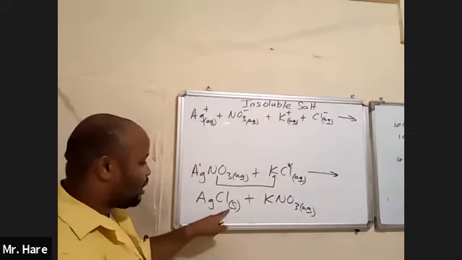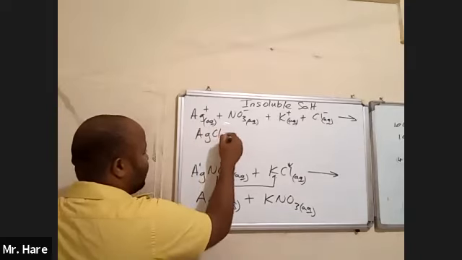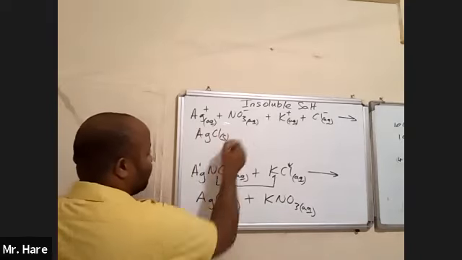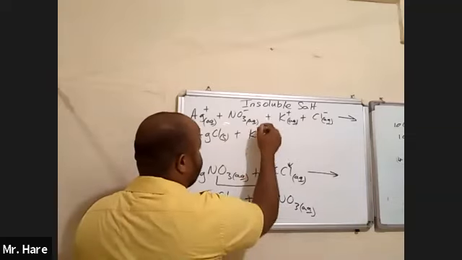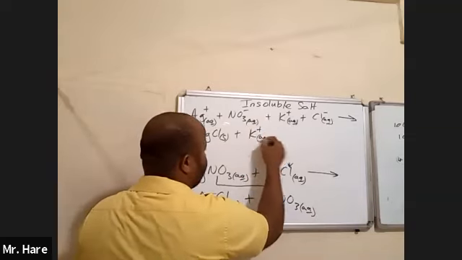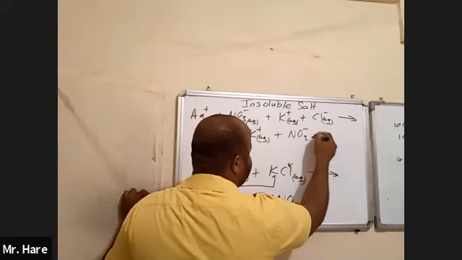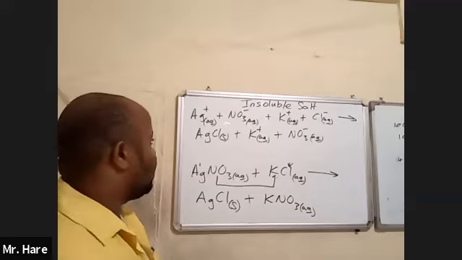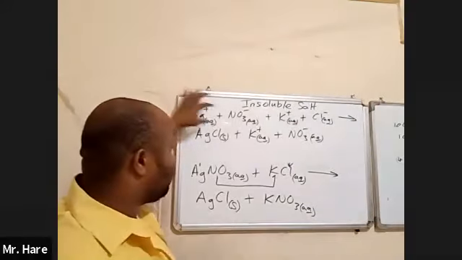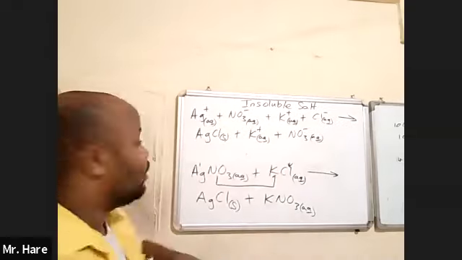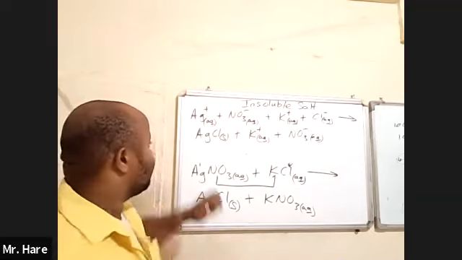Silver chloride is a solid, do not break it up. Only if it is aqueous. Plus potassium nitrate is aqueous. Potassium ion, nitrate ion. Once you have completed that, compare what is on the reactant side to what is on the product side. If they are in the same state, cancel them.